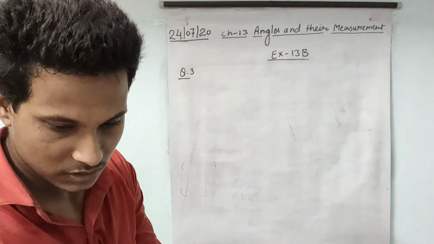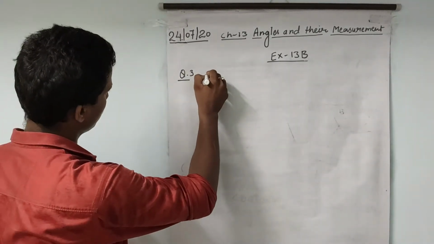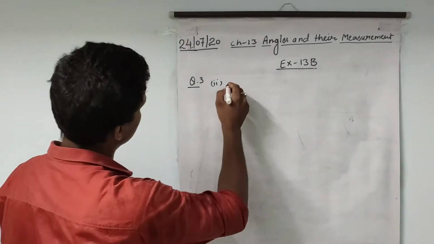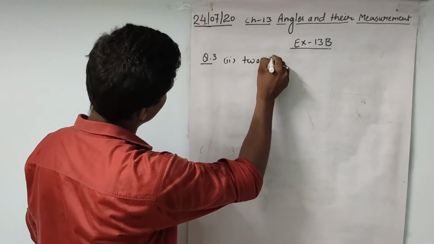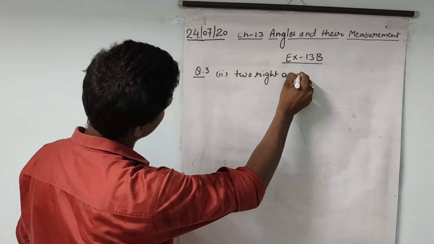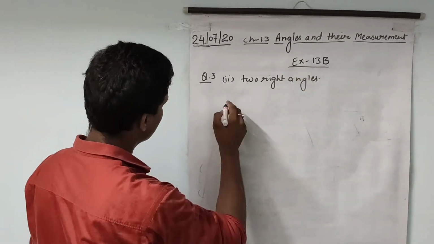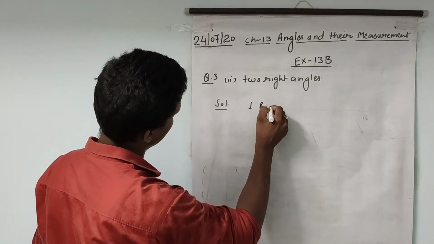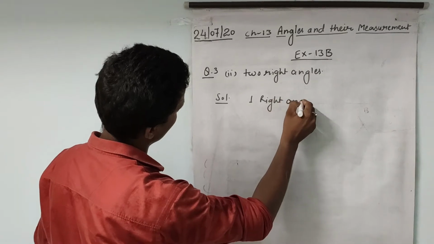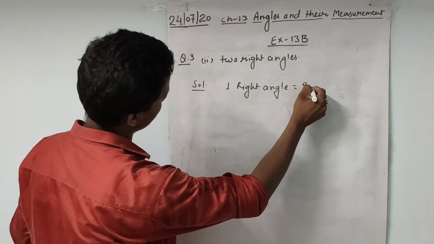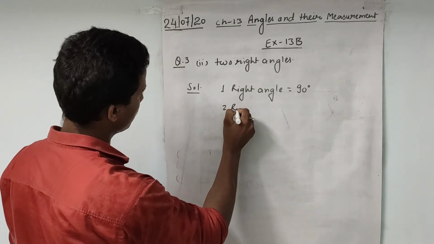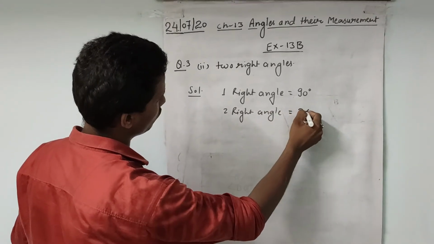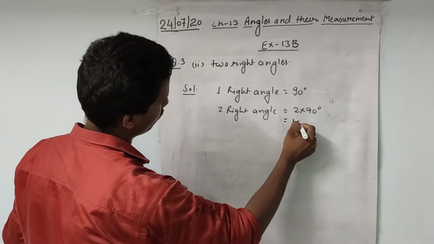So we will take question number 3 part 2 here. The question is asking how many degrees are there in two right angles. Okay, so the solution will be like that. One right angle is equal to 90 degrees. We all know that. So two right angles will be, you will multiply 2 into 90 degrees, that is 180 degrees.